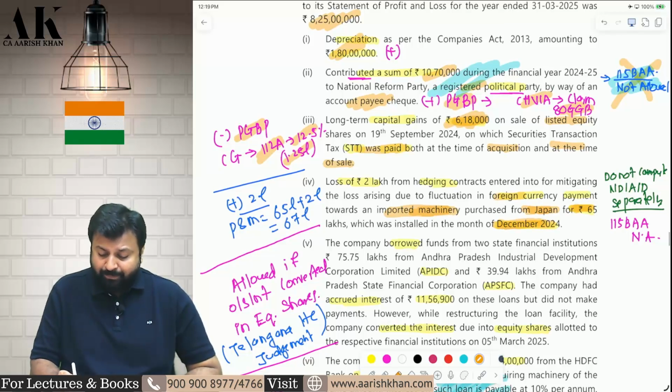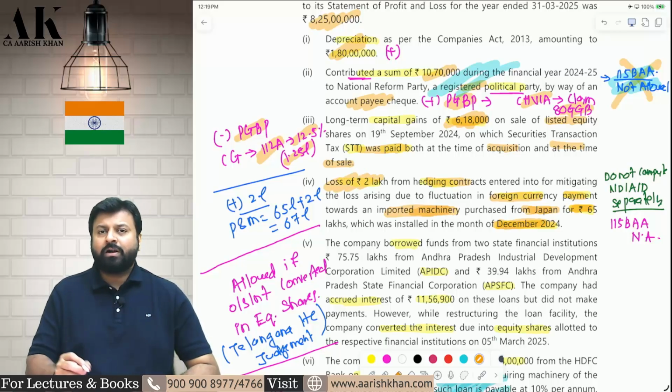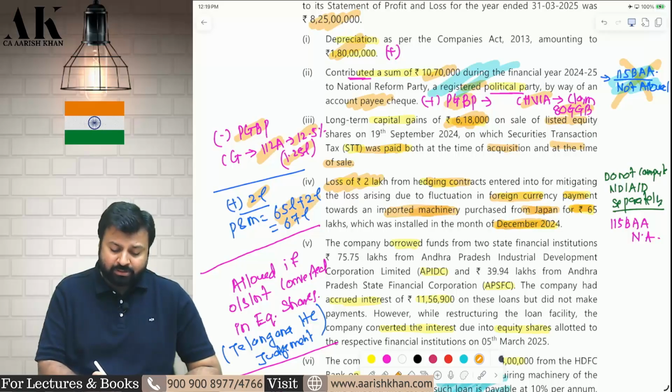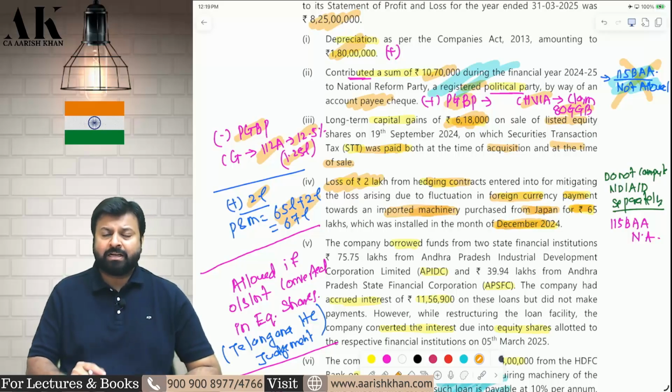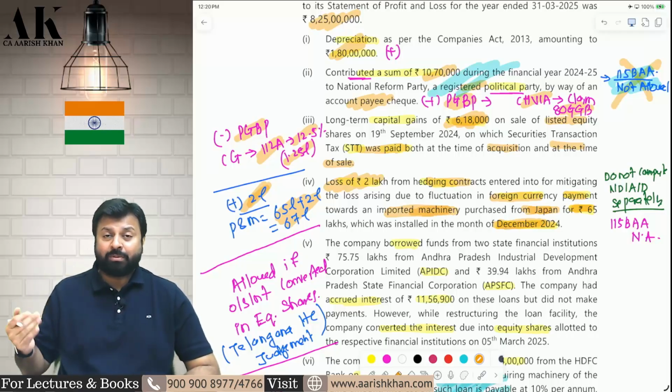So you have imported some machinery from Japan for 65 lakh rupees in December. Now, you have made some foreign currency payment because you have done some hedging contract and there is a loss on foreign currency payment. So this loss, what happens? You have to add back this loss to PGBP. It will not be allowed as per Section 43A, and you should add back this to the cost of asset and claim normal depreciation and additional depreciation. But in this question, you will just add back this loss of 2 lakh rupees to your PGBP income. Don't add back to the asset and claim normal and additional depreciation.